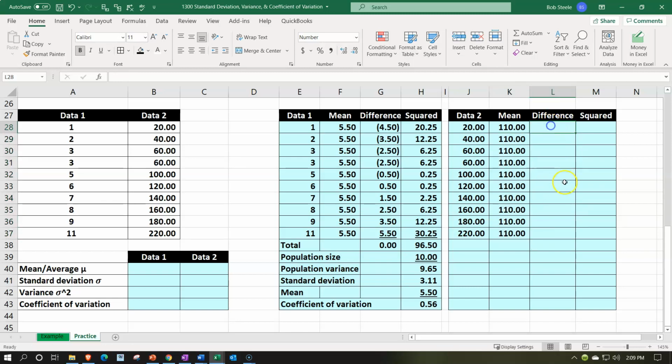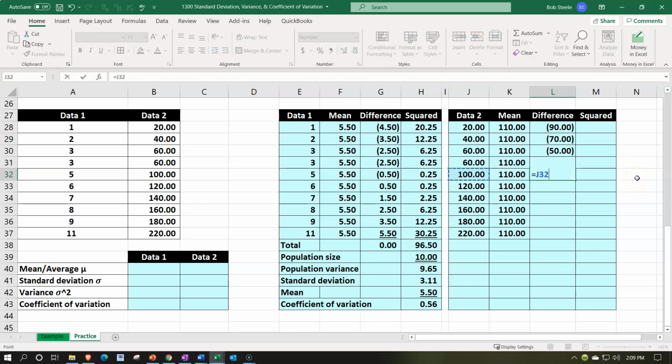Then we'll do the subtraction, subtracting it out. So the 20 minus the 110, negative 90. 40 minus the 110, negative 70. 60 minus the 110, negative 50. 60 minus the 110, negative 50. You see a similar trend that we have here with regards to the distance from the mean, meaning the spread of the data from kind of like the center point or mean that we would calculate.